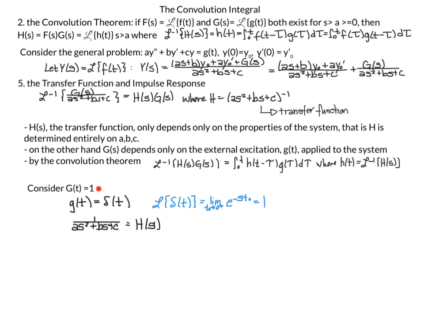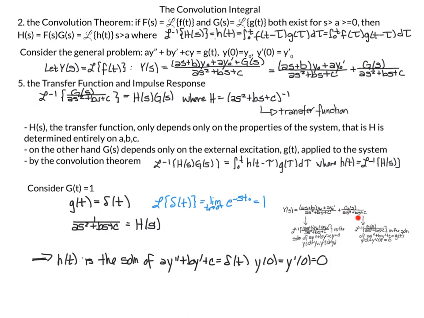Well, for capital G to equal 1, what we want to recall from the previous video is that the Laplace transform of the Dirac delta function is equal to 1. So the corresponding function little g(t) for capital G(s) equal to 1 is the Dirac delta function. So now we can look at H(s), the transfer function, which is 1 over as² + bs + c.